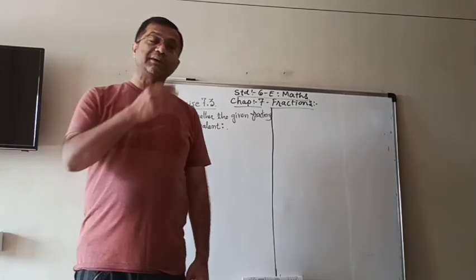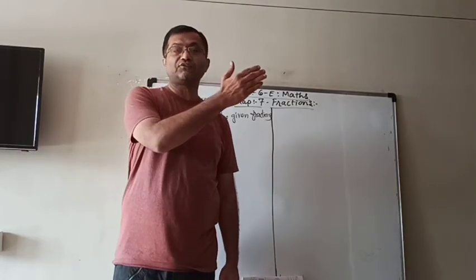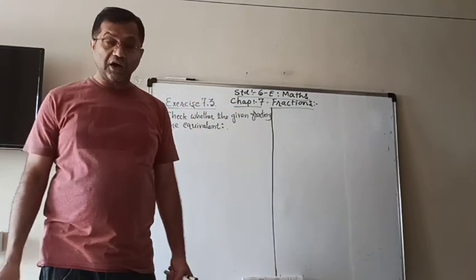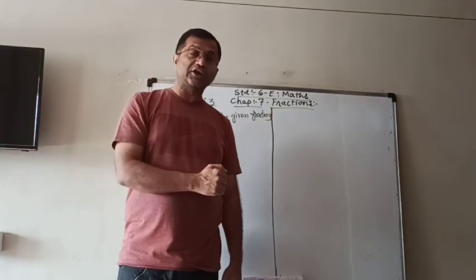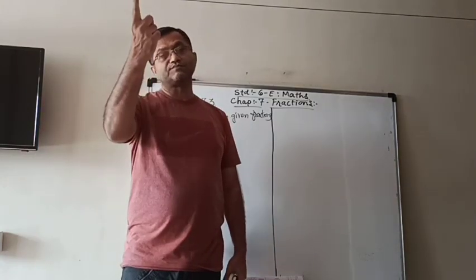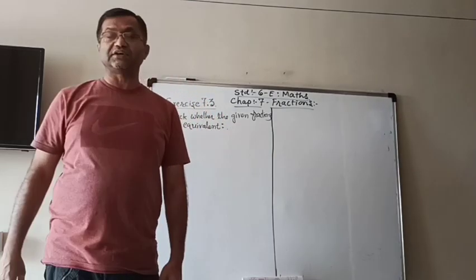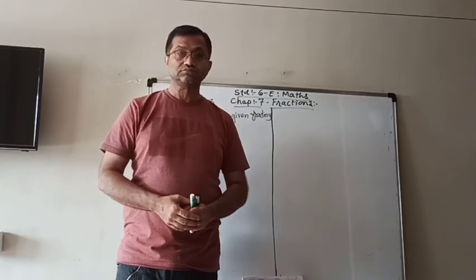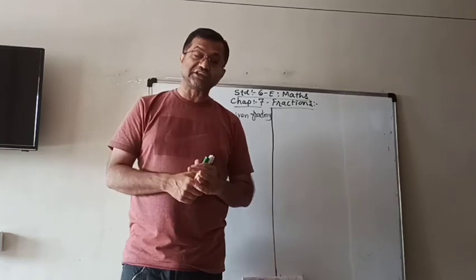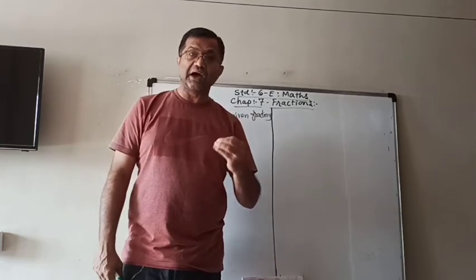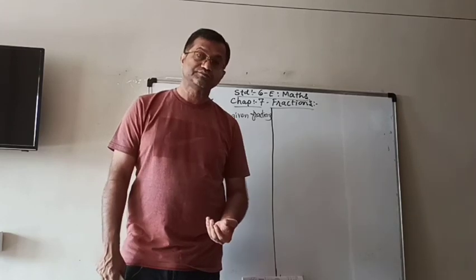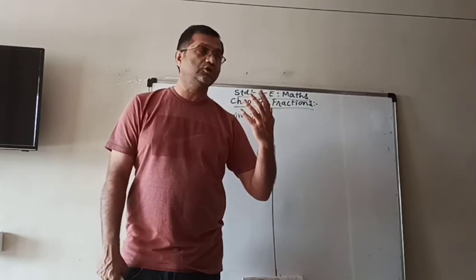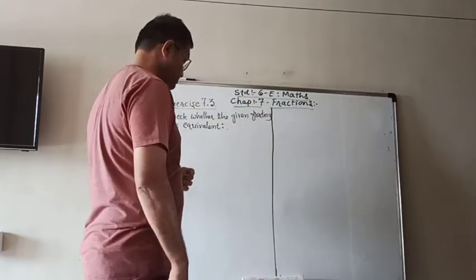It means when we multiply the numerator of the first fraction by the denominator of the second fraction, or when we multiply the denominator of the first fraction by the numerator of the second fraction, the product will always be equal, and that is useful to check whether the given fractions are equivalent or not. We started exercise 7.3 also, so let's continue with question number 6.